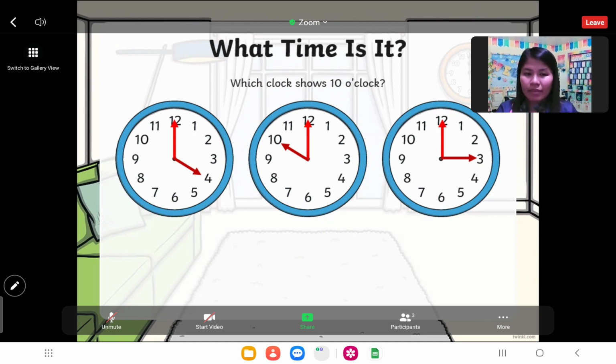When telling time, you need to look first where is the shorter hand, the shorter arrow. For example, this one, which clock shows 10 o'clock? So your answer is clock B. Can you hear me? Okay. For example, this one, which clock shows 10 o'clock?